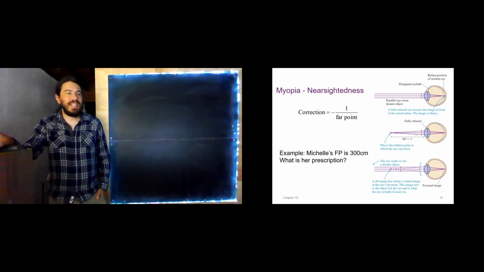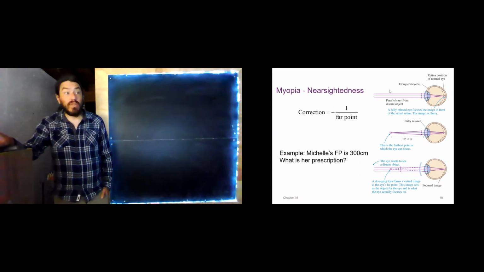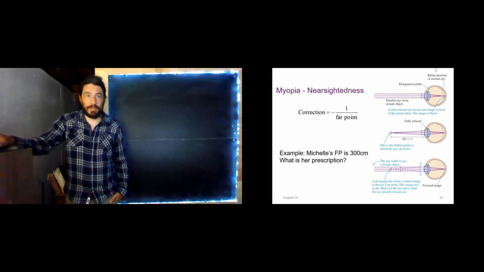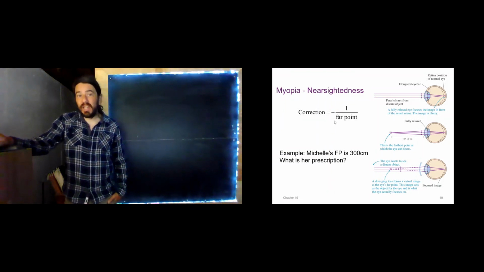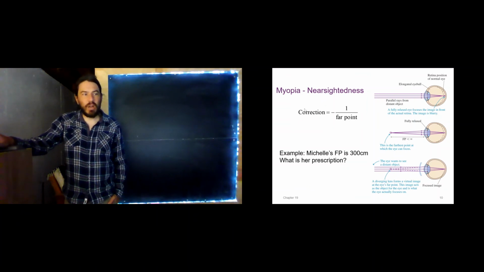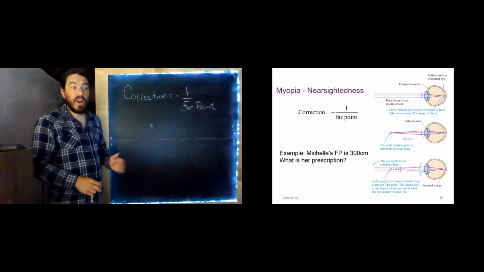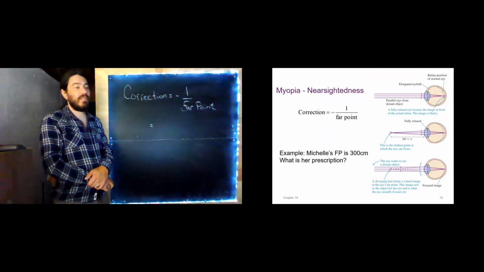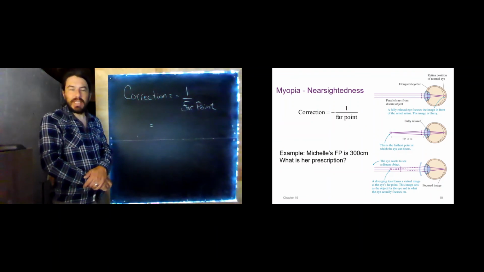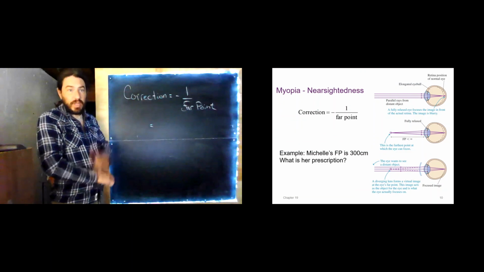What we really need to do then is decrease the power of this lens in order to make the focus a little bit farther back. So folks who are nearsighted need negative prescriptions in order to move the focal point a little bit farther back. So here's another example. Michelle's far point is 300 centimeters. What is her prescription? So basically here, we just need to take away a little bit of the power from the lens cornea system. So in this case, for Michelle, her far point is 300 centimeters. So this is a person that cannot focus on anything that is farther than 3 meters, or about 10 feet away. So this person needs a negative prescription to help her do that.